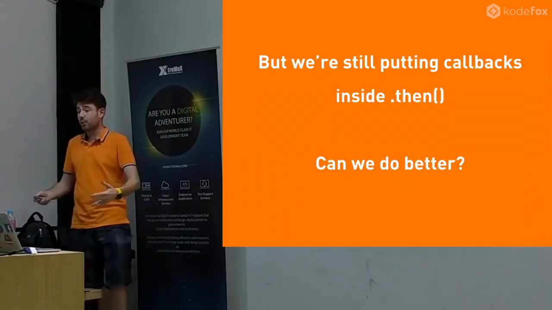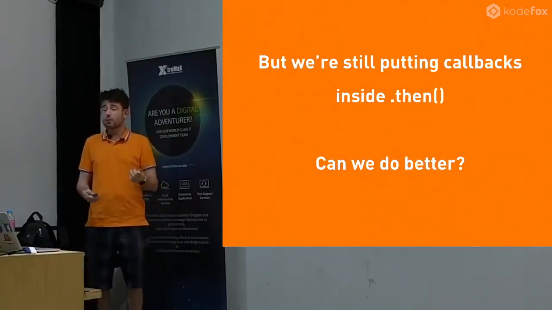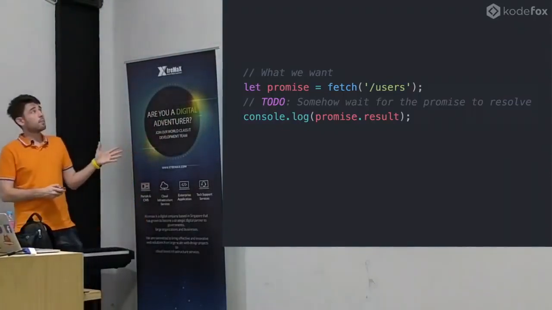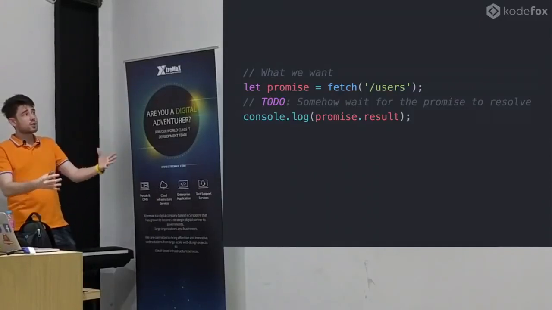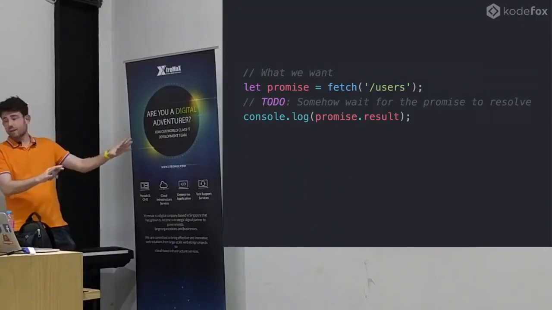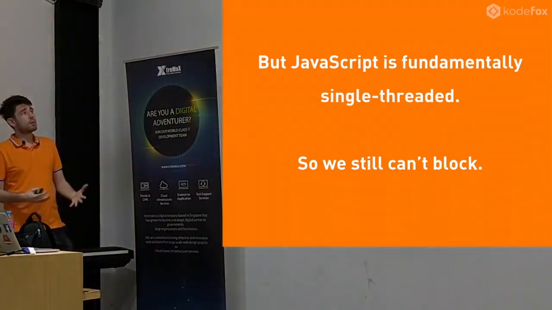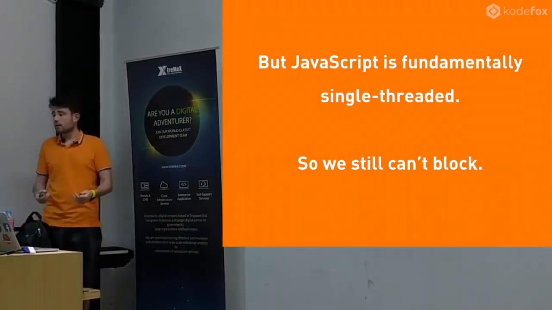So what do we want to do? We want to just have normal sequential programming like we're used to in other languages. And so here's what we want, right? We want to get our promise. We want to somehow wait for the promise to finish, and then we just want to log the result, with no then anywhere. And so the problem is JavaScript is fundamentally single-threaded.